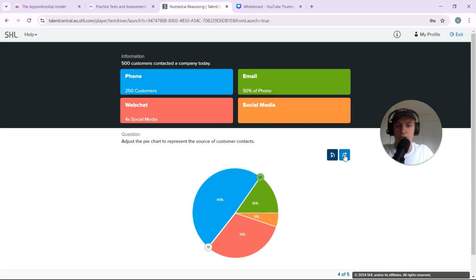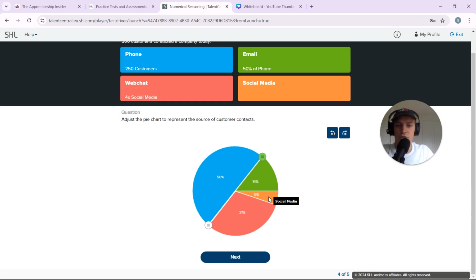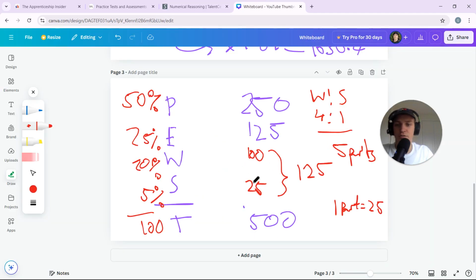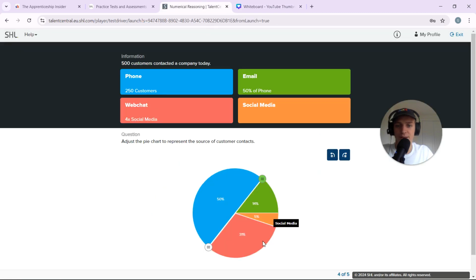50%. Oh, and I just noticed something here as well. In this question, social media is fixed at 5%. So that would have actually helped you there, because you could have straight away said that social media was at 5%, because it was fixed there. So you wouldn't have had to do this parts thing. You could literally just do 5% of 500, which is 25 times by 4 web chat.